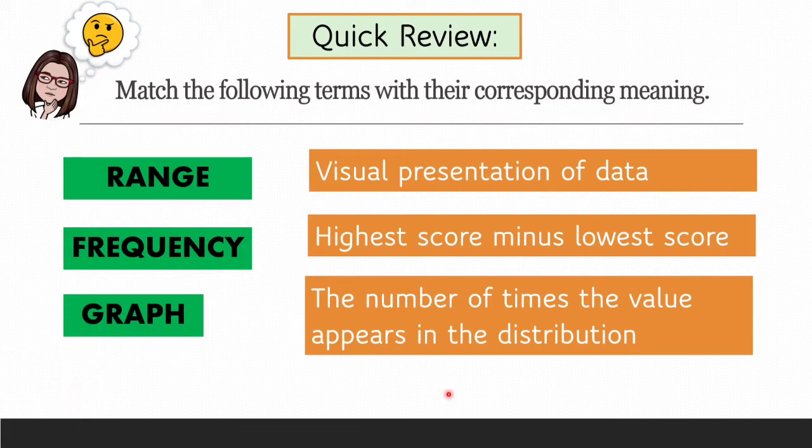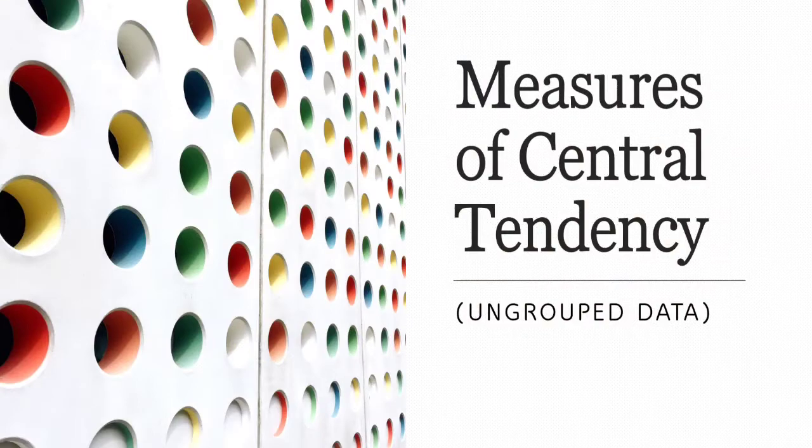So time is up. Range is the highest score minus lowest score. If you got this correctly, very good. Next is the frequency. It is the number of times the value appears in the distribution. And of course, finally, graph pertains to the visual presentation of data. Did you get this all correct? Very good. Let's now discuss the measures of central tendency in ungrouped data.